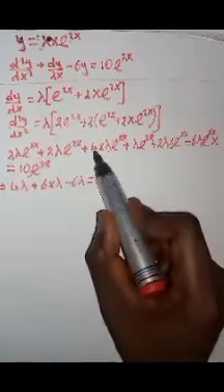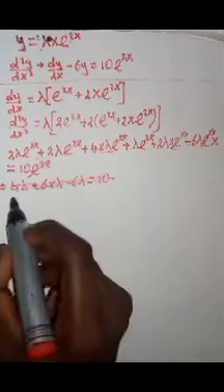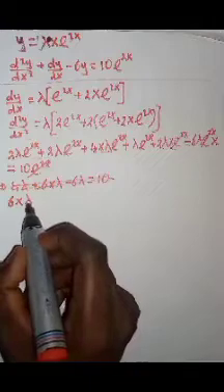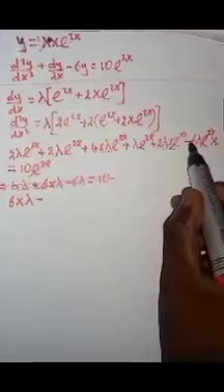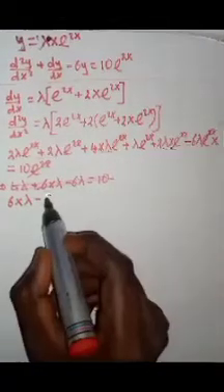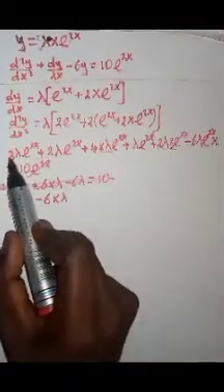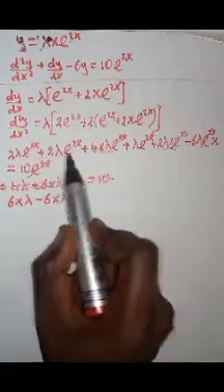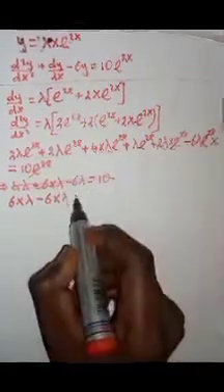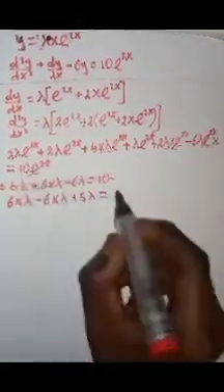So we should expect to have 4x lambda plus 2x lambda, which should give us 6x lambda. I'm sorry guys. Then minus, this is still going to be 6 lambda x. Good. Then now this is going to be our 2 lambda plus 2 lambda, which gives us 4 lambda, plus this lambda, which gives us 5 lambda. Good. Then that is equal to 10.